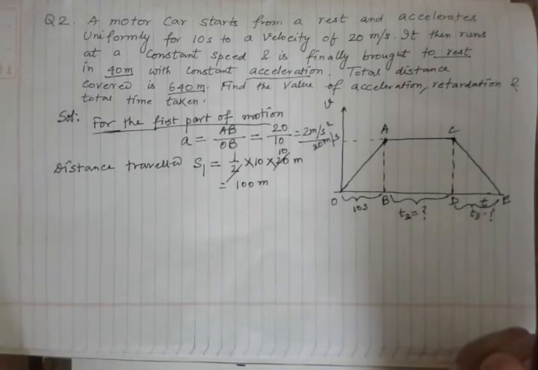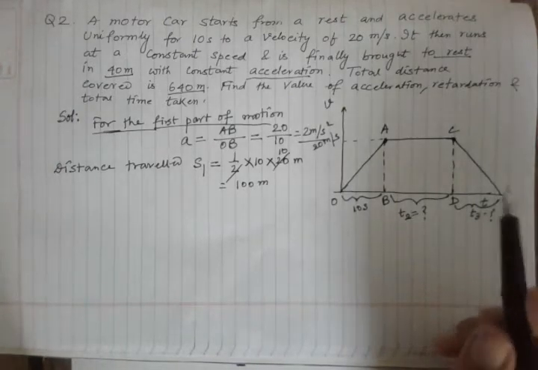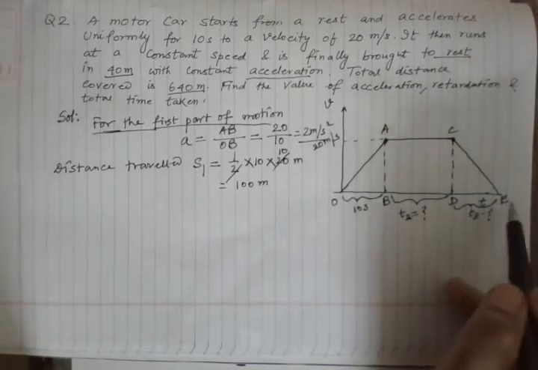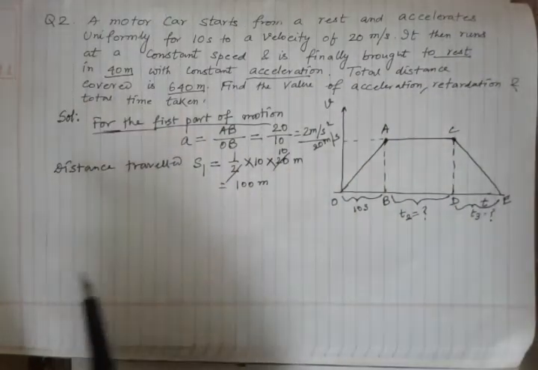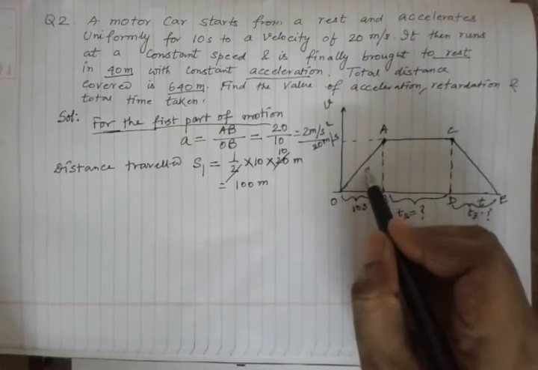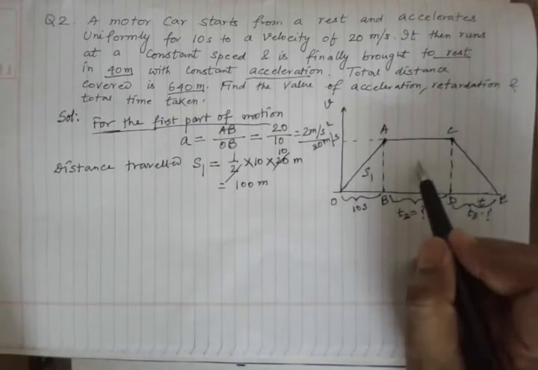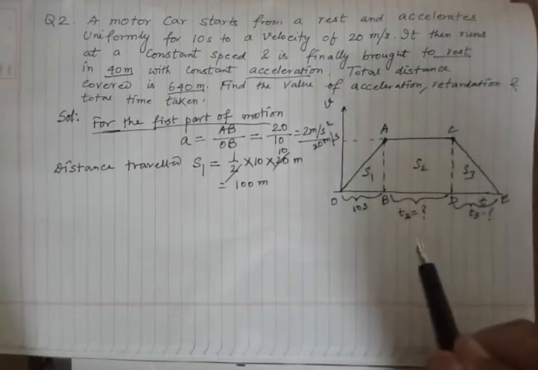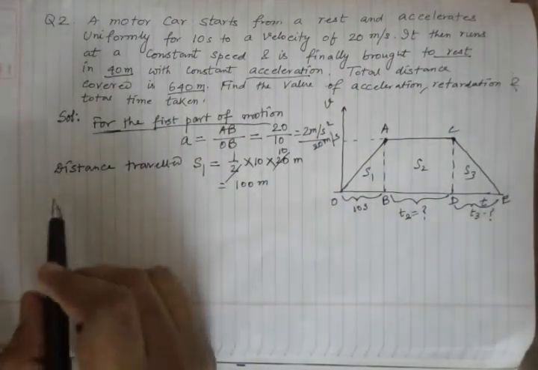Okay. Now already you know the last one, the area of this CDE is already given. This is 40 meter. Okay. So you can write this is S1 and this one is S2. This is S3. So you have to find out S2. So already given S1 plus S2 plus S3.